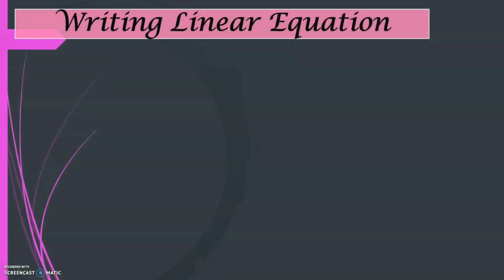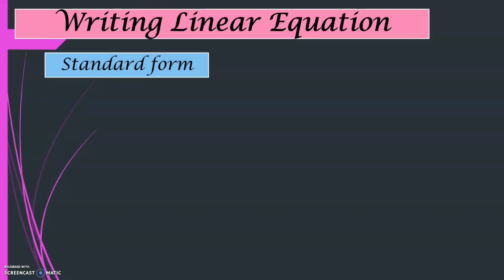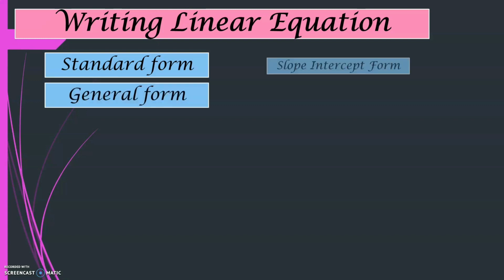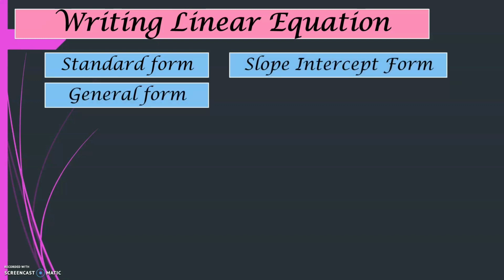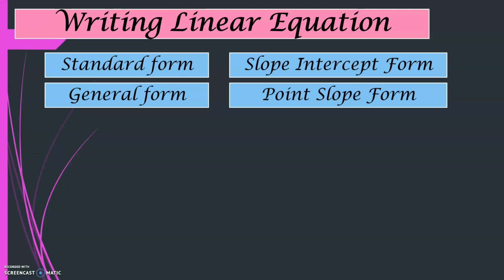Remember last time, in writing linear equations, there are four different forms that we can use to write a linear equation in two variables. You have the standard form, general form, slope-intercept form, and point-slope form.